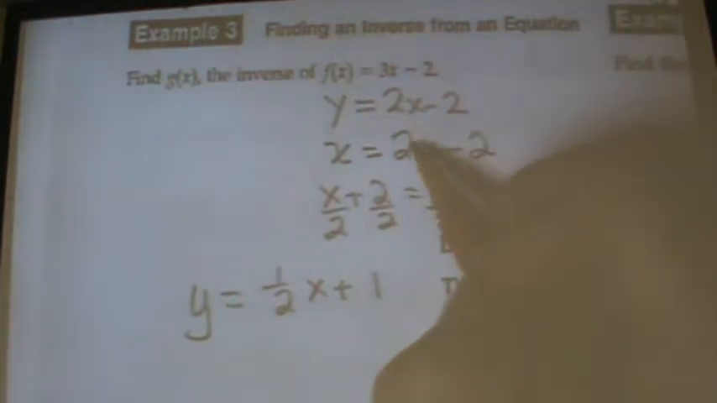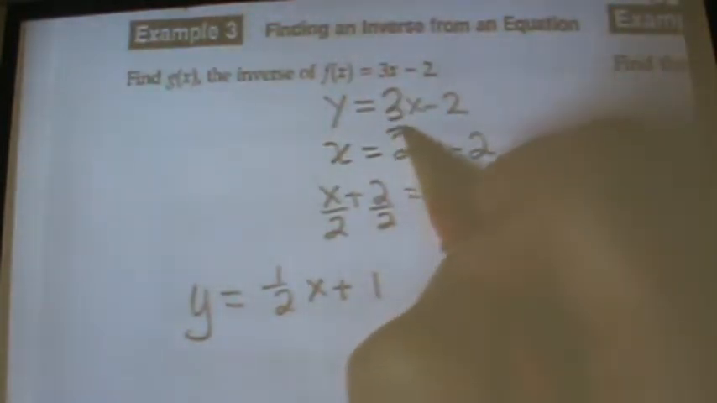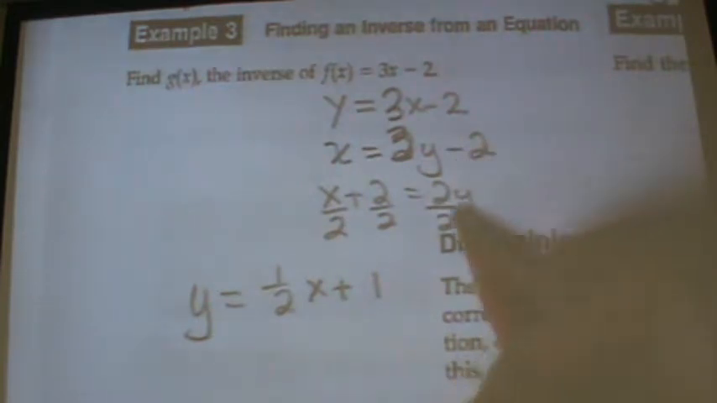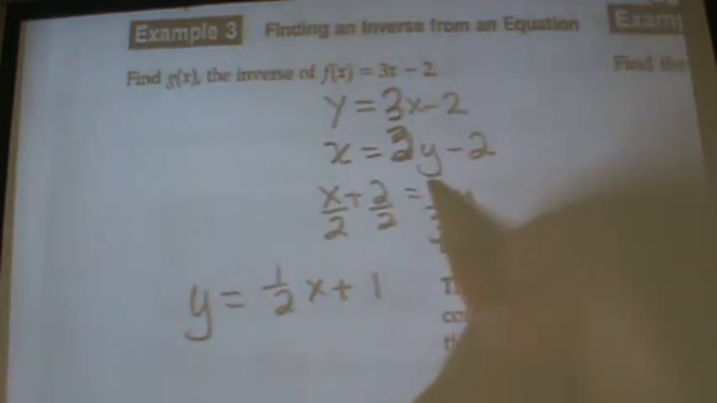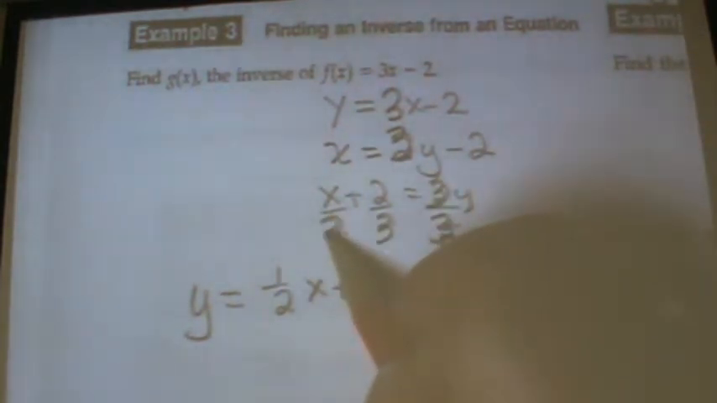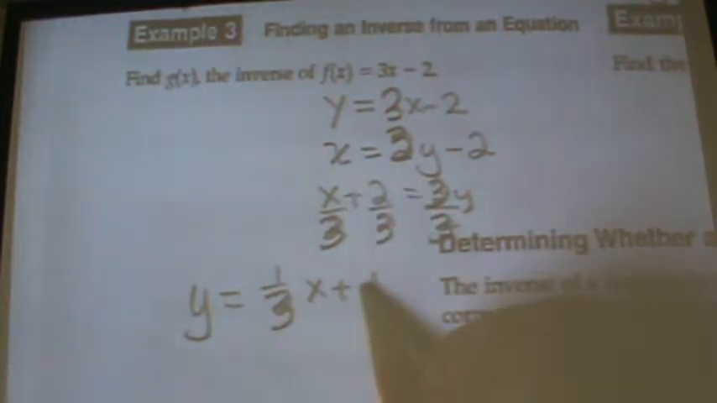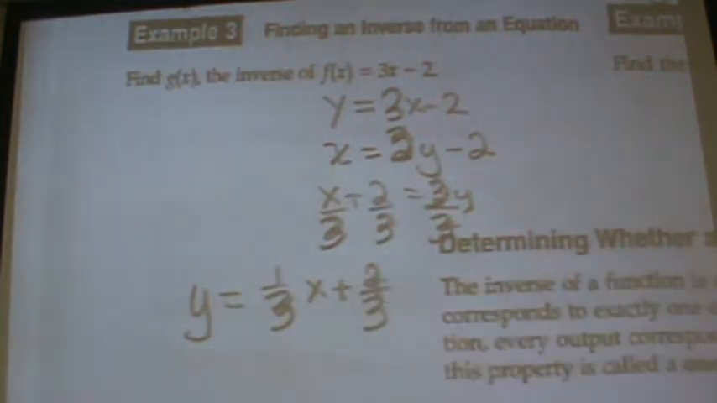Oh, this is 3y, you guys, I'm sorry. 3y, add 2, divide by 3, so 1/3 x plus 2/3. Sorry, guys.